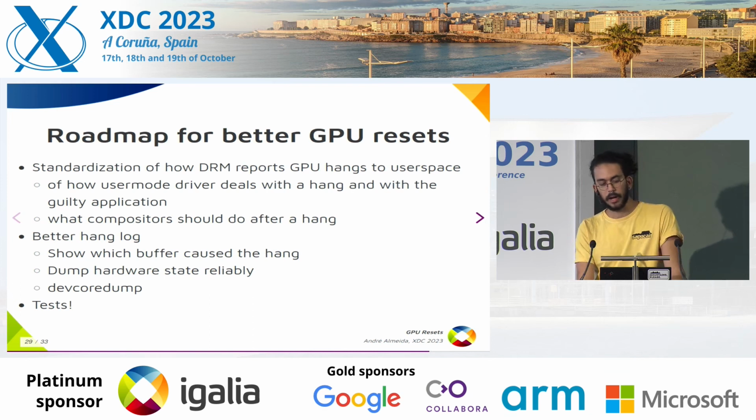So all in all, the roadmap to have better GPU resets on Linux would be to have a better standardization of how DRM reports GPU hangs to user space, of how user mode drivers deal with hangs and with the guilty application, with the queue or not, and what compositors should do after a hang. And also, we need a better hang log to show which buffer caused the hang in the first place, find a reliable way to dump the hardware state, and DRM drivers should use devcoredump to deploy that.